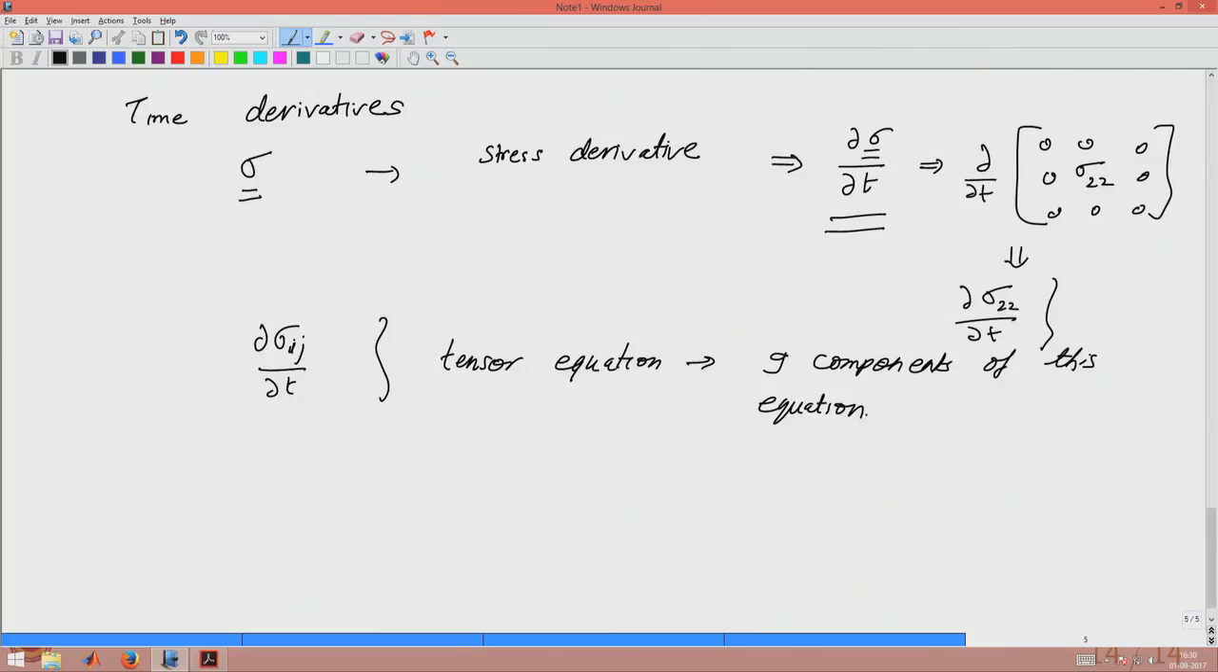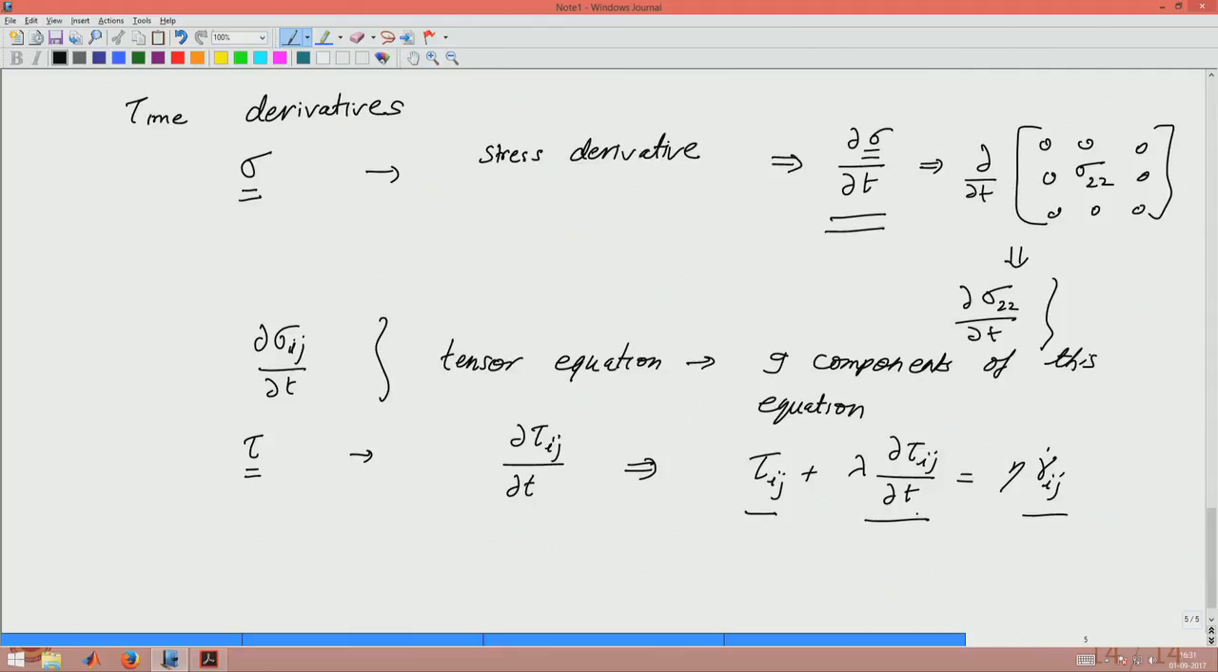The deviatoric stress that we talked about, for example, is indicated by tau. Its derivative in index notation will be del tau i j by del t. And the Maxwell model that we will discuss quite a lot is nothing but tau i j plus lambda times del tau i j by del t is equal to eta times gamma dot i j. So, we can see that this is the 3 dimensional Maxwell model, because there are 9 components of stress, 9 components of strain rate and 9 components of the derivative.